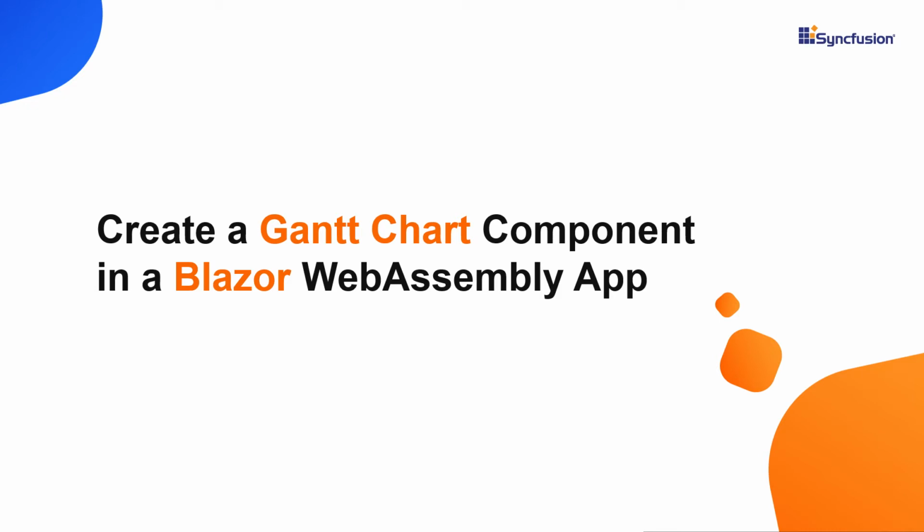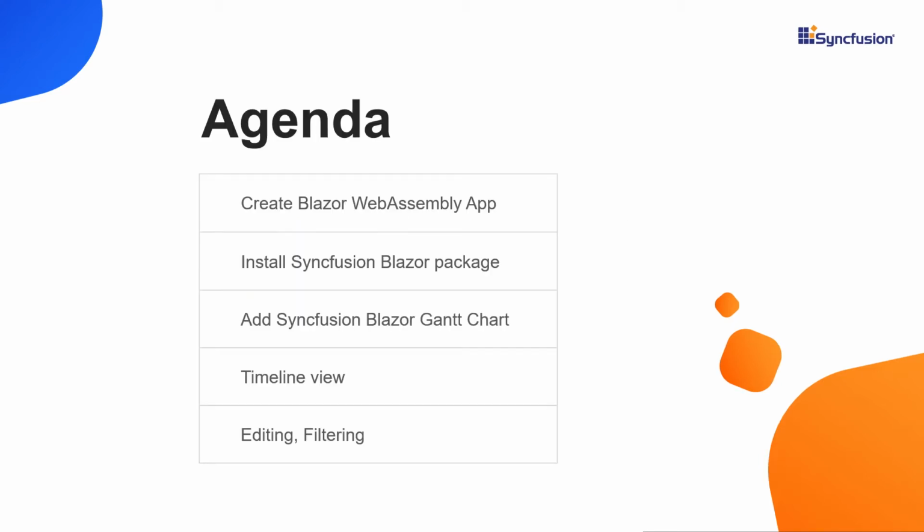Hi everyone, welcome to this video on getting started with the Gantt chart component of Syncfusion in a Blazor WebAssembly application. In this video, I will explain how to create a Blazor application and add the Syncfusion Blazor package. Then I will show you how to add the Syncfusion Blazor Gantt chart component to the Blazor WebAssembly application. After creating a Gantt chart, I will add prominent features like timeline view, editing, and filtering to it.